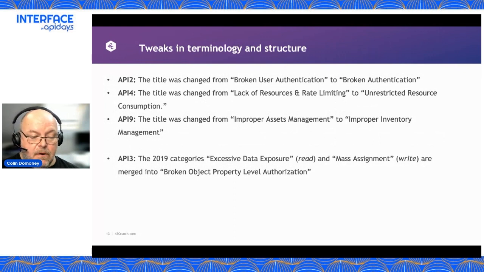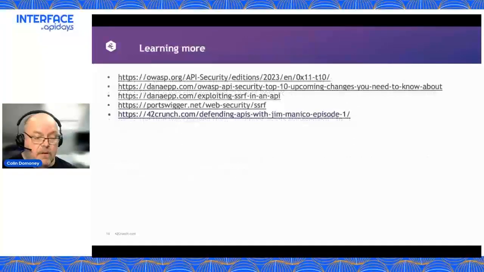The lack of resource and rate limiting to unrestricted resource consumption. This is a little bit of a nod to the growing popularity of GraphQL. I think GraphQL is one of those technologies where it's particularly prone to being resource constrained, and there are a number of well-known, well-publicized attacks that can be launched against GraphQL backends to launch denial of service attacks simply by exhausting server resources. So that really captures that. The fact that we generally talk about inventory management around APIs, and then the fact that we've wrapped up our two data categories.